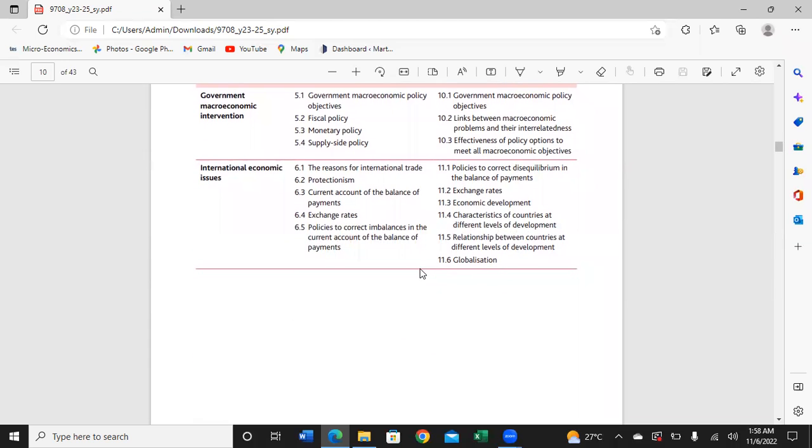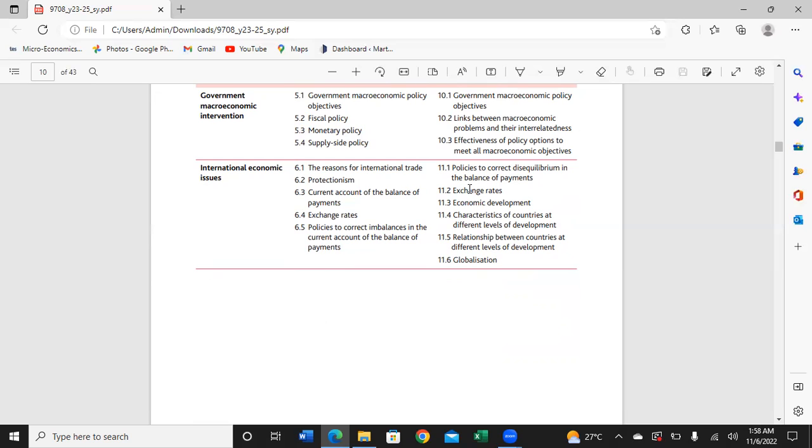International economic aspects, this is the sixth unit, and it also includes 5 chapters. The reasons for international trade, protectionism, a very famous topic of AS. Current account of the balance of payments. Most of the time we have the data question from this topic. The current account of any country is given, and then the questions are made from that topic. Exchange rate policies to correct imbalances in the current account of the balance of payments.